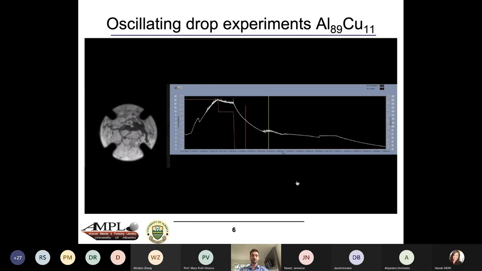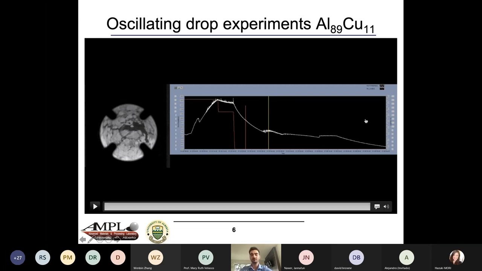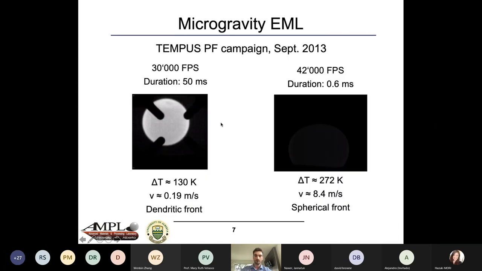If we want to study solidification, we need better cameras, what are called high-speed cameras, with more images per second. In these two videos, I'm going to show you a steel sample that we studied during the parabolic flight campaign of 2013. We used a 30,000 frame per second camera and a 42,000 frame per second camera, and we are going to study solidification under two different delta T, so undercooling.